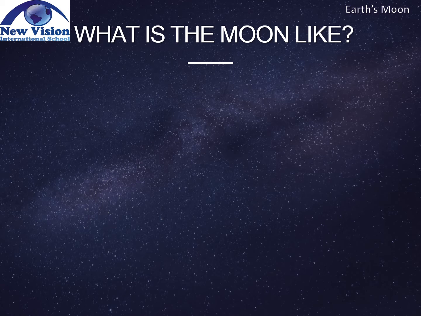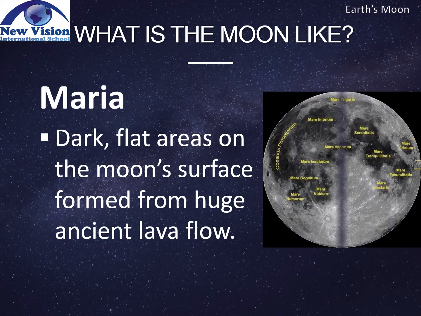When you look at the moon from Earth, you notice dark and light areas. The maria are dark, solid, flat areas of lava. Maria covers around 16% of the moon's surface, mostly on the near side. The maria formed about 3 to 4 billion years ago, when the moon was continually bombarded by meteorites.